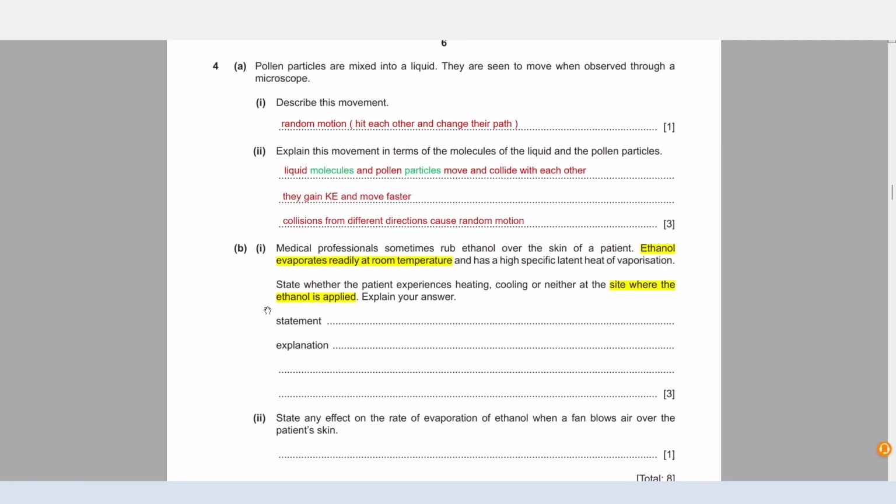Molecules with high energy will leave the surface. So we can give a statement that it cools down. Why does it cool down? The thermal energy is required to evaporate ethanol. As they said in the question, it evaporates. And then the thermal energy is taken from the side of that skin. Molecules with high energy will leave the surface because they gain enough kinetic energy that they can break the bonds and escape into the atmosphere.